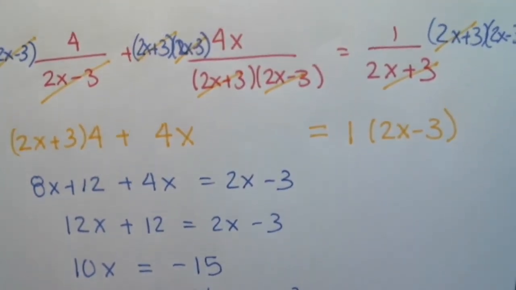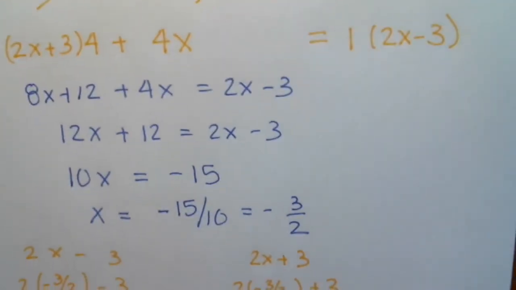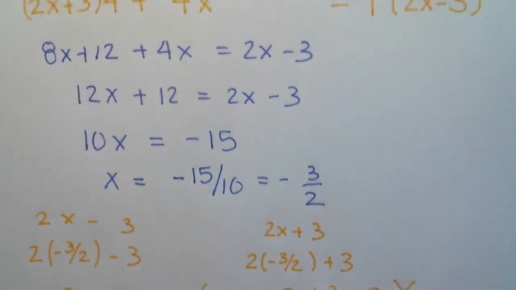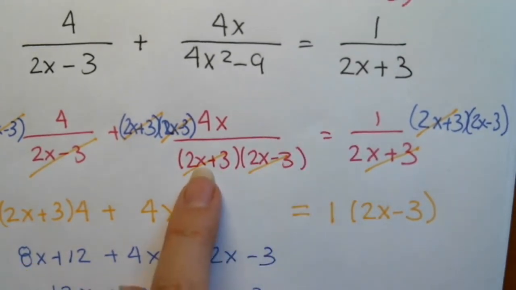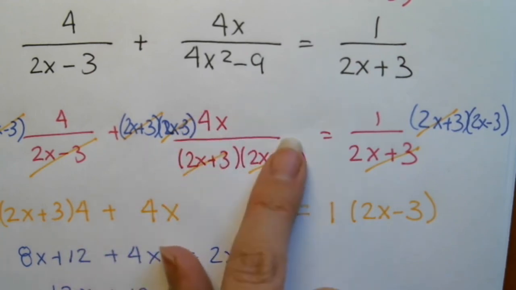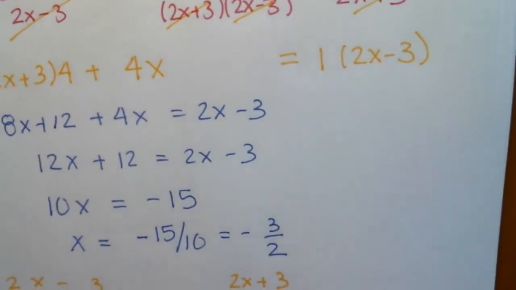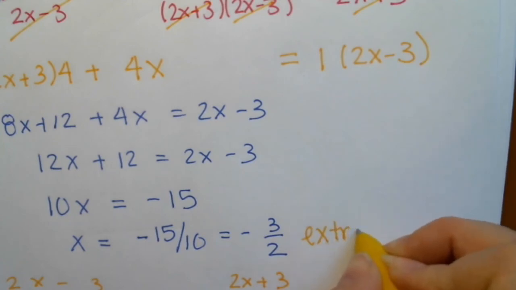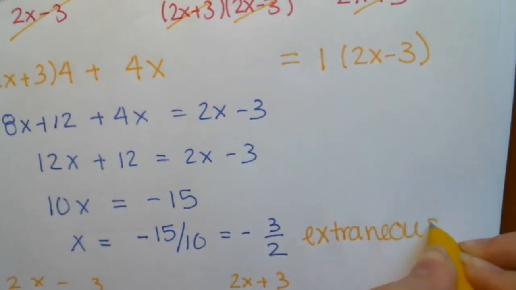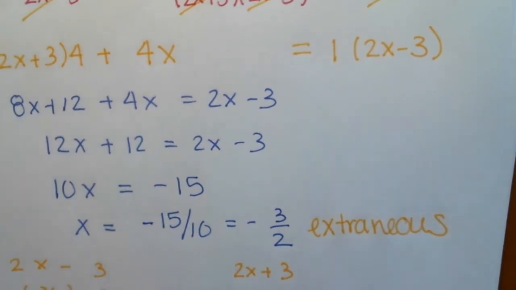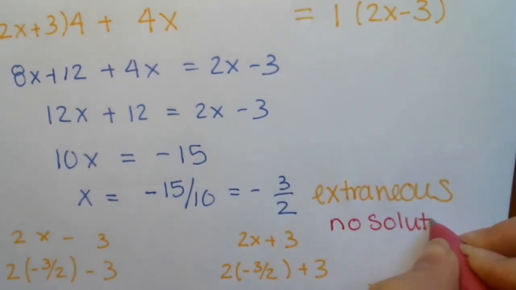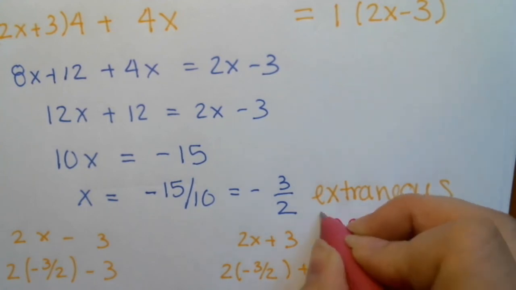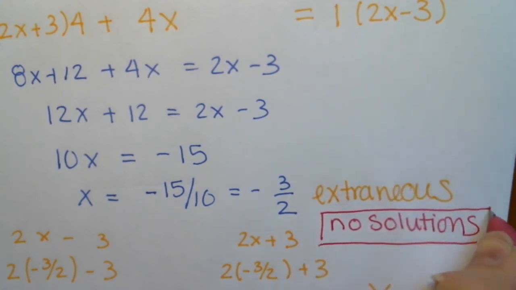what you don't want. So this answer, this candidate solution, makes this denominator 0, right? And because this has the same factor, it will also make this denominator 0, okay? So this solution is extraneous, okay? And because it was the only candidate solution, that means there are no solutions. Okay, so there's another example with no solutions.